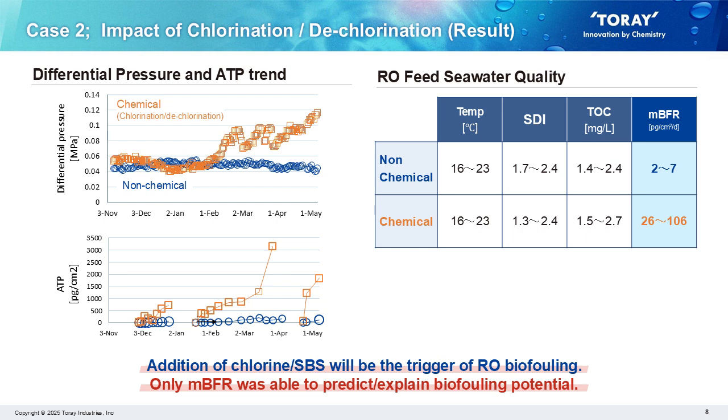mBFR can predict biofouling potential more than 2 months before biofouling occurred. While SDI was simultaneously measured, SDI was not useful at all for evaluating biofouling risk. mBFR can explain the occurrence of biofouling.